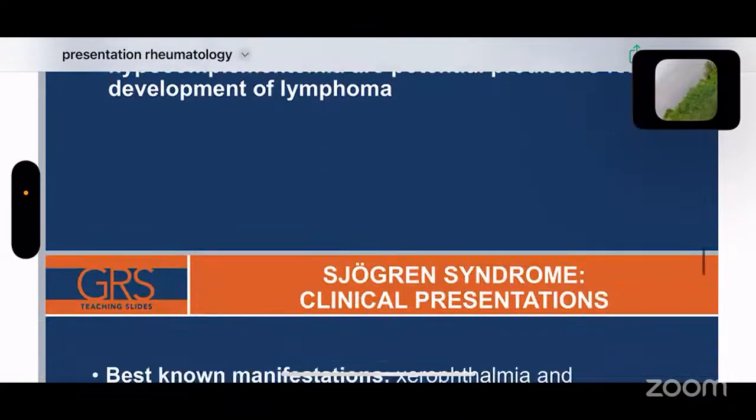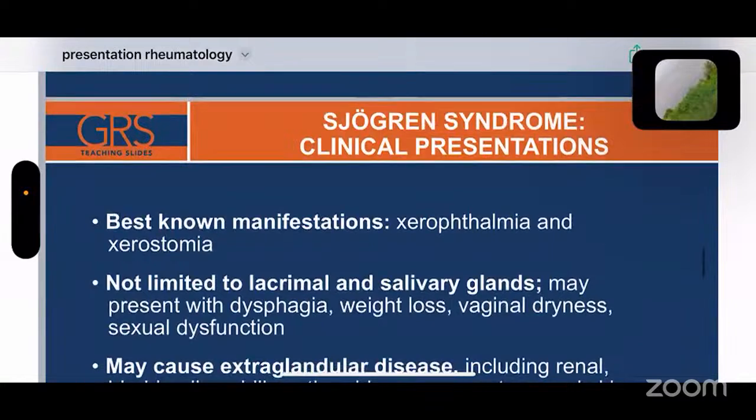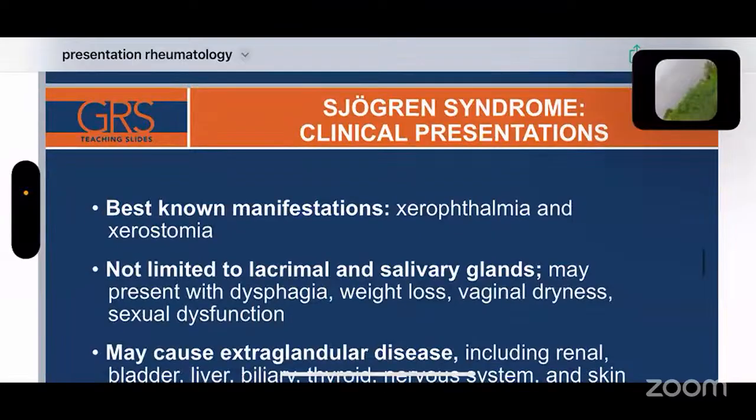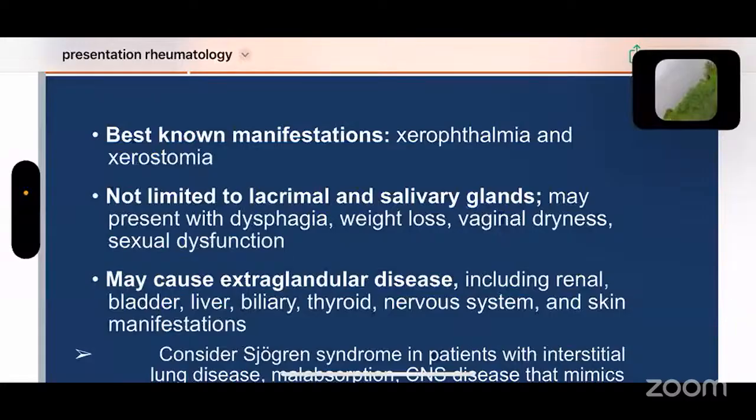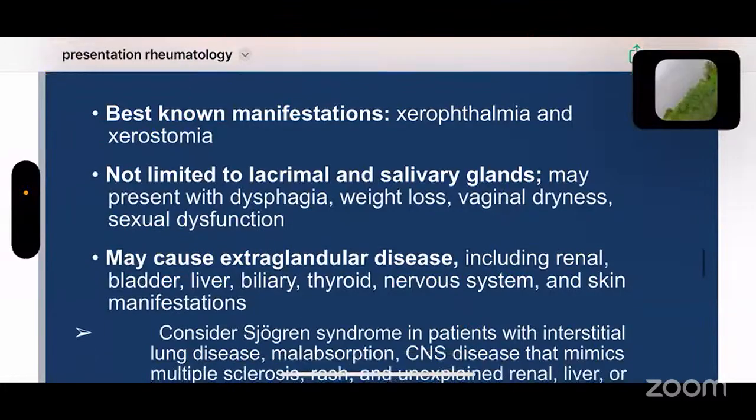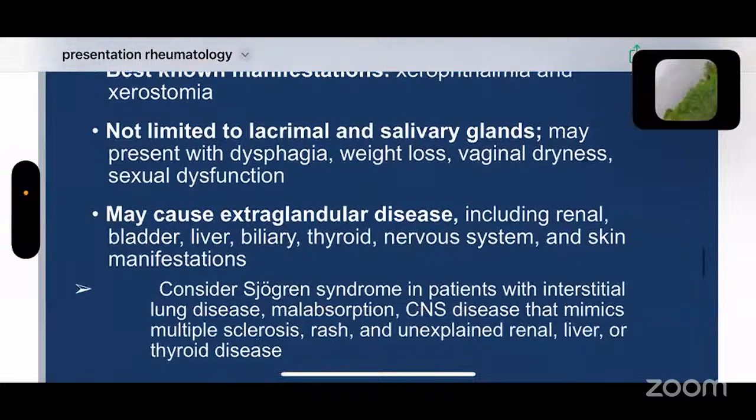After this overview, we must know about the features and clinical presentation of Sjogren syndrome. The best known manifestations are xerophthalmia and xerostomia. We must also know that it is not limited to the lacrimal and salivary glands; this dryness may present with dysphagia, weight loss, vaginal dryness, and sexual dysfunction. It may cause extraglandular disease, including renal tubular acidosis, bladder, liver, biliary, thyroid, nervous system, and skin manifestations.